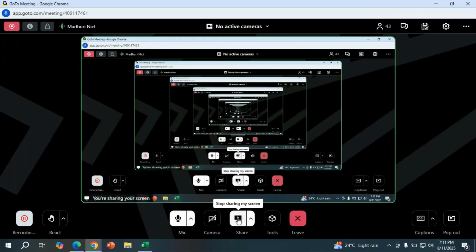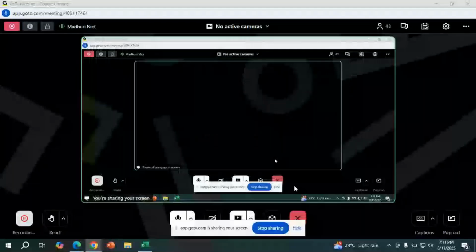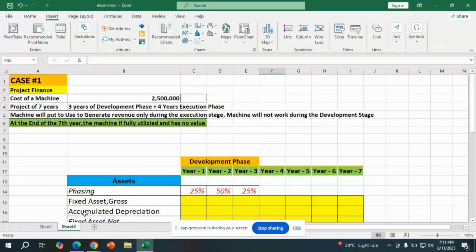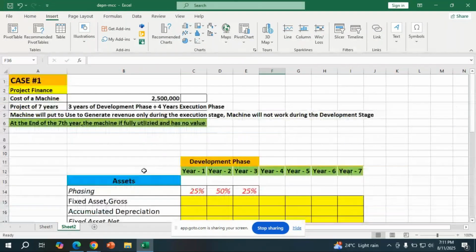Right, so shall we move on to the next one? So just open the sheet 2 now. In sheet 2 also you have 2 case studies, which you will do. I'll just explain how this case study works, it's again the development phase which you are going to do, having depreciation as your base. All of you please be ready with sheet 2.